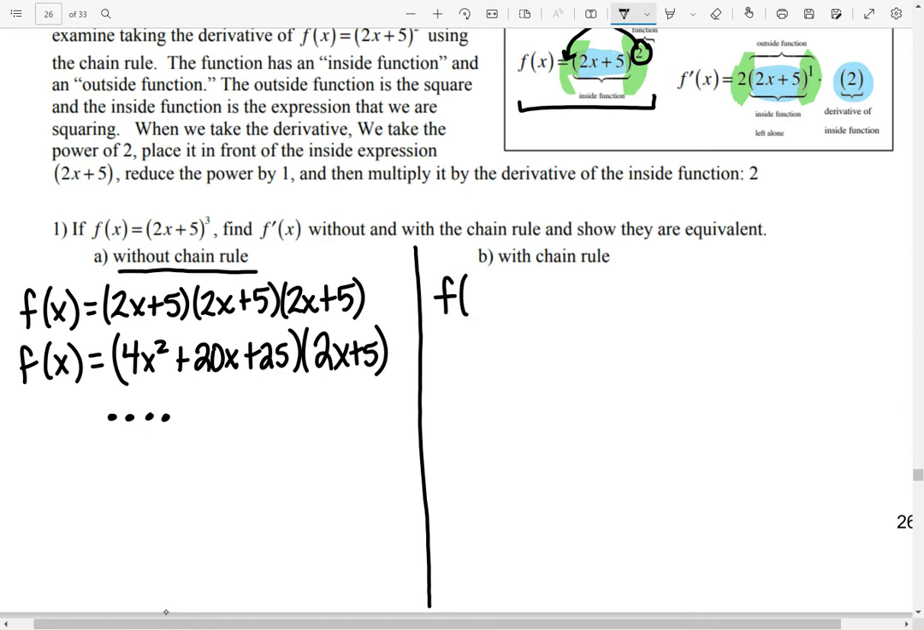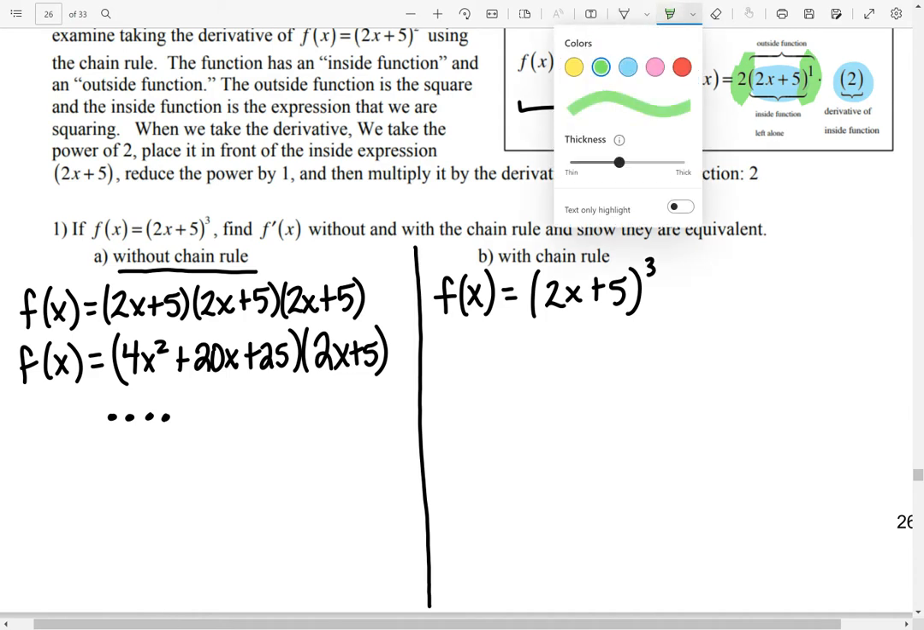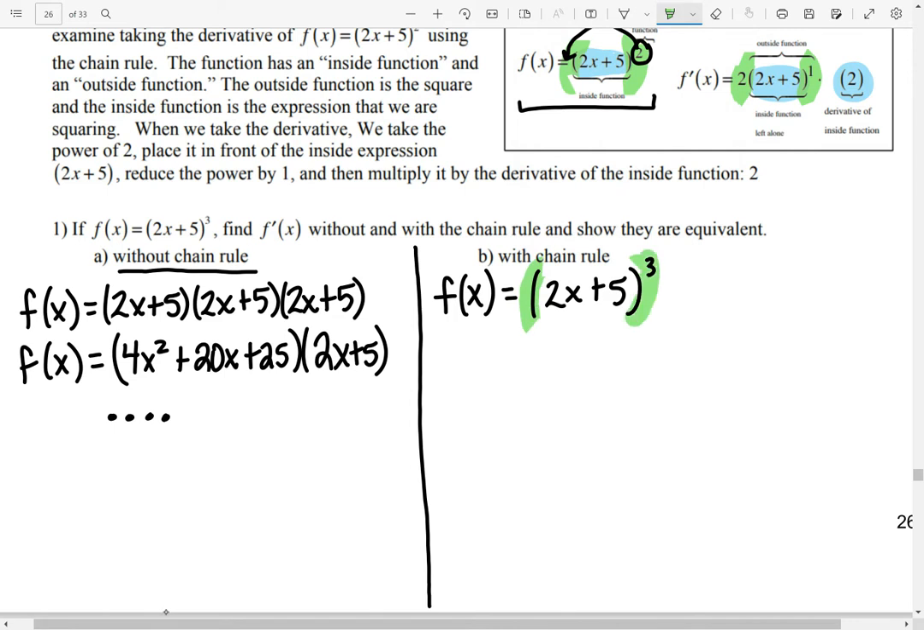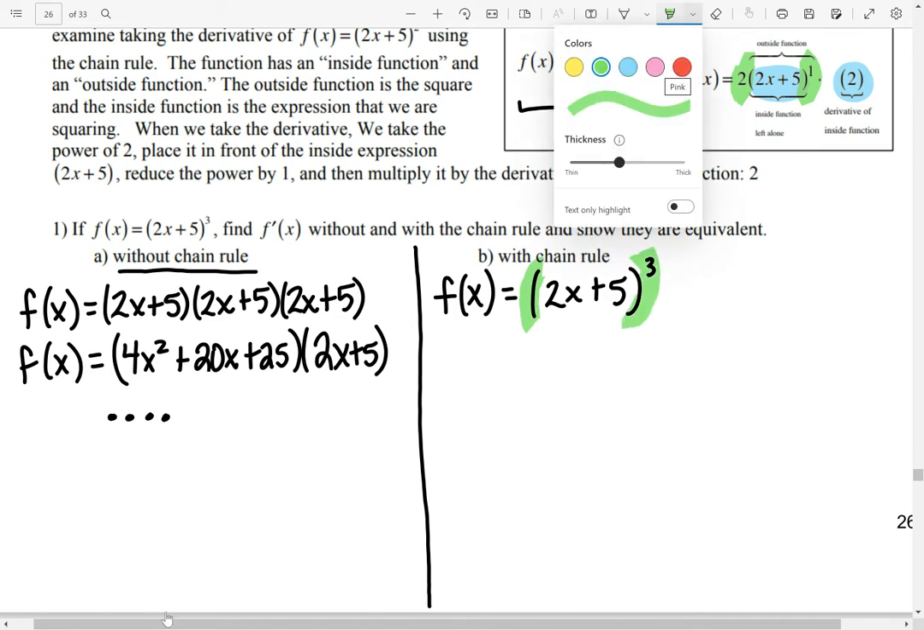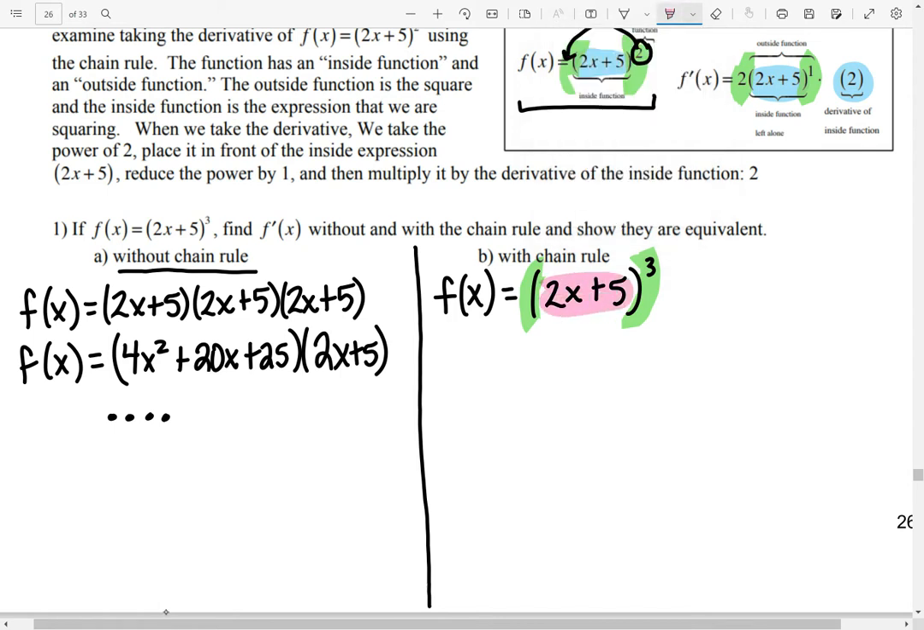So I'm just rewriting my original function, f of x equals quantity 2x plus 5 cubed. The outside function, in this case, is going to be the parentheses cubed. And the inside function is going to be 2x plus 5. So when I go to find my derivative, the chain rule says we take the derivative of the outside function first. So I'm looking at the green. That's the parentheses. If I bring the 3 to the front, I'll have 3. Subtract 1 from the exponent, and I get 2.